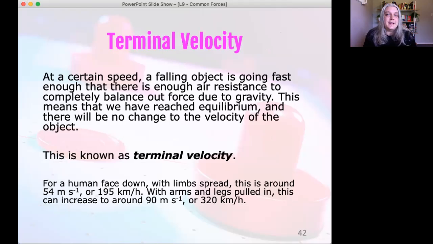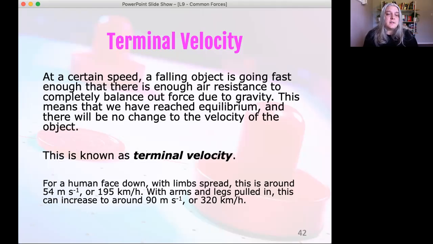At a certain speed, you're going to be going fast enough that the force needed to push the air out of your way is the same as the force that the Earth is exerting on you, and therefore you will have no net force, no acceleration, and your velocity will not change. And this is known as terminal velocity. So terminal velocity is just when the weight force of Earth pulling you down is equal to the resistance force of the air pushing you back up, or trying to slow you down. Obviously, it's not going to push you up, but it will slow you down, which results in an upwards force.